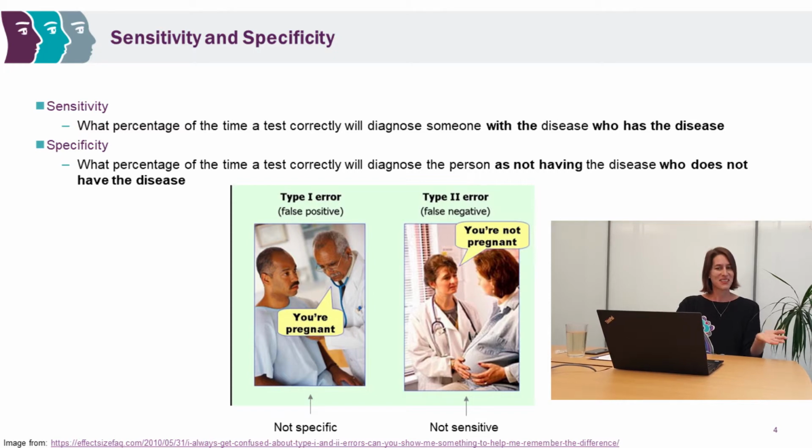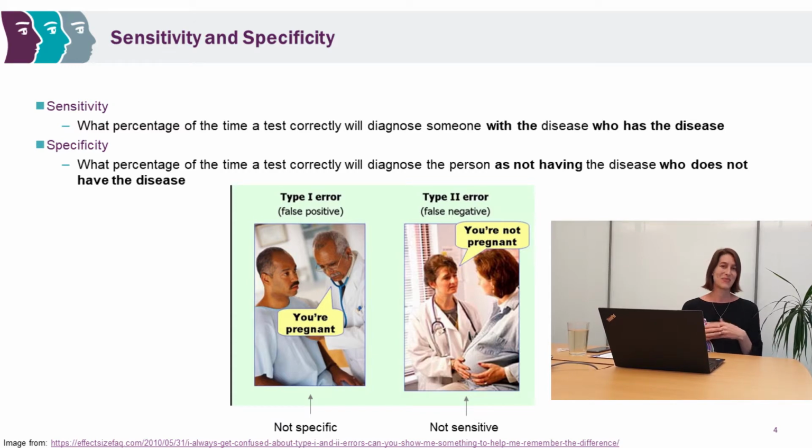So I like this picture here. In the picture you can see a doctor with a man, and the doctor is telling the man that he is pregnant. You can see another doctor with a woman who is obviously pregnant, and the doctor is telling the woman, "You are not pregnant." So when the doctor is telling the woman she is not pregnant, when she obviously is, that's an example of something that is not sensitive. And when the doctor is telling the man that he's pregnant when he obviously is not, that's an example of a test that's not specific.